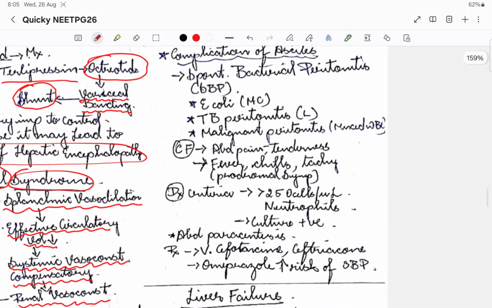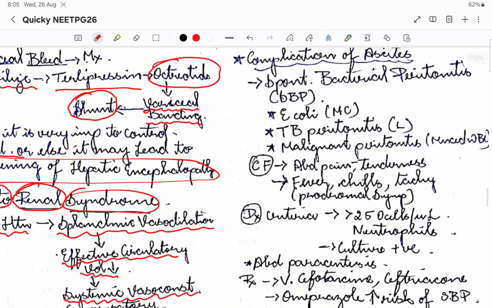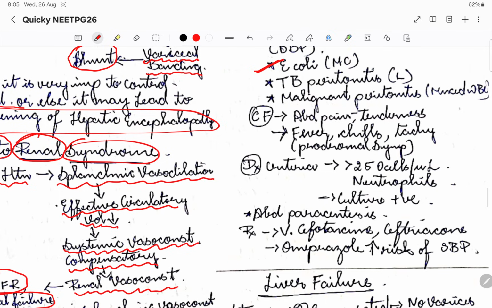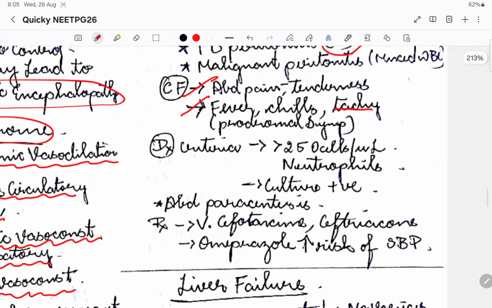Okay, so what are the complications of ascites? We know that, right? SBP, that is spontaneous bacterial peritonitis. The most common organism is E. coli that can cause it, and also TB can cause peritonitis, where there will be lymphocytes that will be raised. Then the clinical features will be abdominal pain, tenderness, chills, fever, and tachycardia. All the prodromal symptoms basically will be there. Okay, so these are the clinical features.